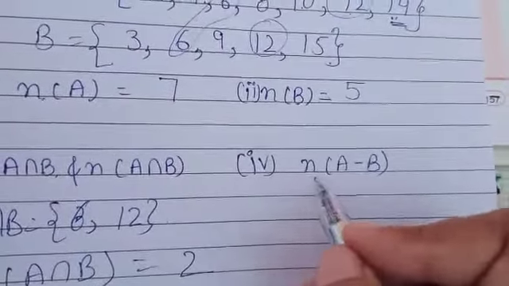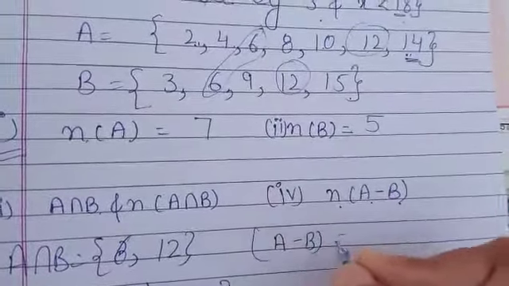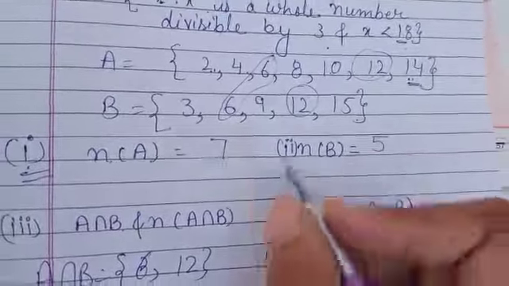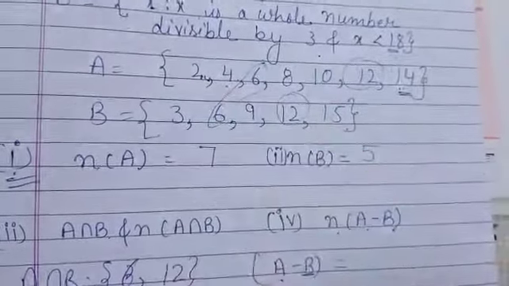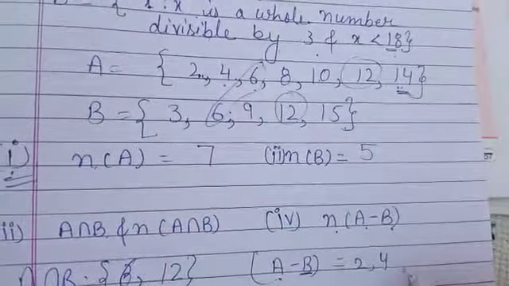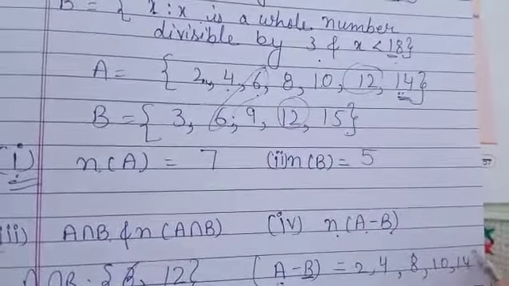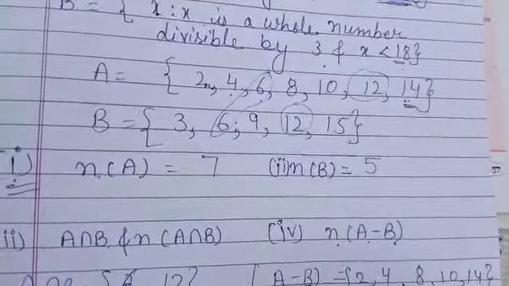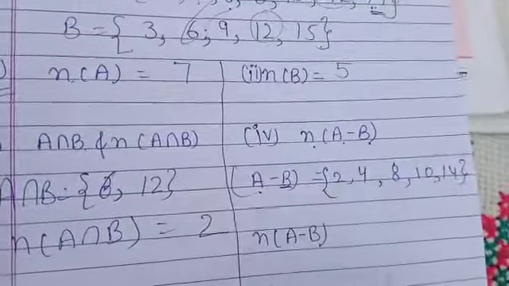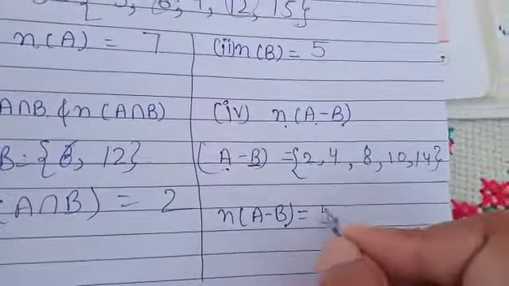Last we have to find the cardinal number of A minus B. So firstly we will find A minus B. For A minus B we will write only those numbers which are not present in B but are in A. 2 4, and then 6 has come in B, so 8, then 10, then 14. So the cardinal number of A minus B is, beta, if it looks messy to you, I will draw a line here. Now let's count 1 2 3 4 5. So its cardinal number is 5.